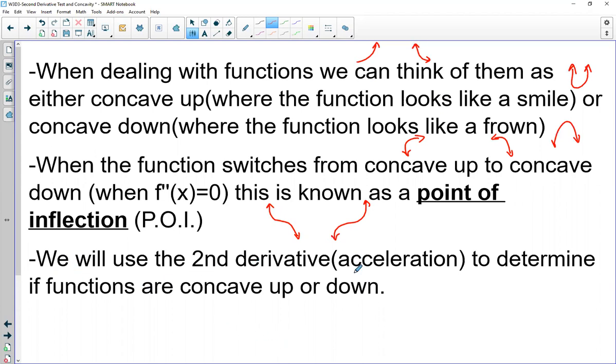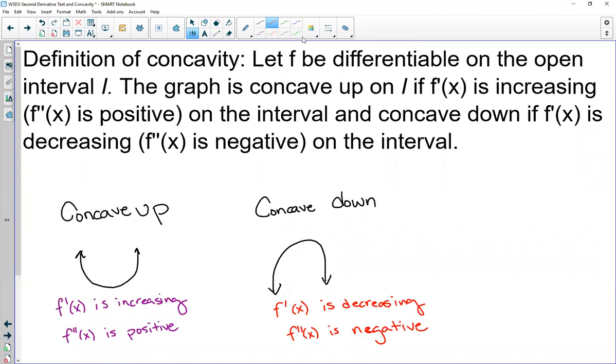So we will use the second derivative, which is acceleration, to determine if a function is concave up or concave down. So our definition of concavity is as follows. We're going to let the function f be differentiable on the open interval I. The graph will be concave up on the interval I if f prime of x is increasing, which essentially just means that the second derivative is positive on the interval, and concave down if our first derivative, f prime of x, is decreasing, otherwise known as when f double prime of x is negative on the interval.